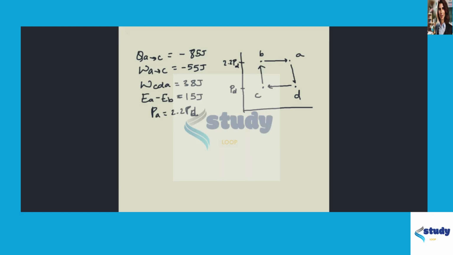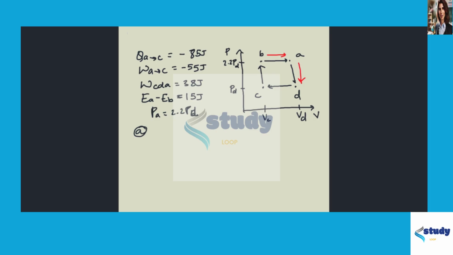So the information we are given is all on the screen right now. For part A, we simply need to describe the process. B to A is an isobaric expansion where the pressure is constant. Let's call this VC, let's call this VD. And A to D is an isovolumetric compression.